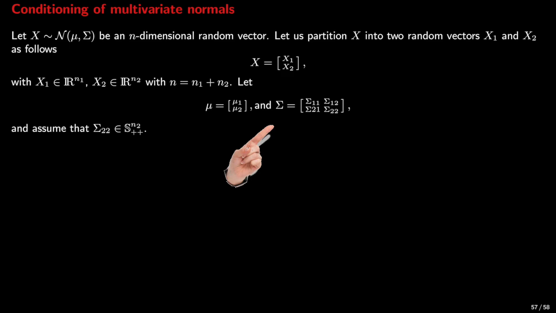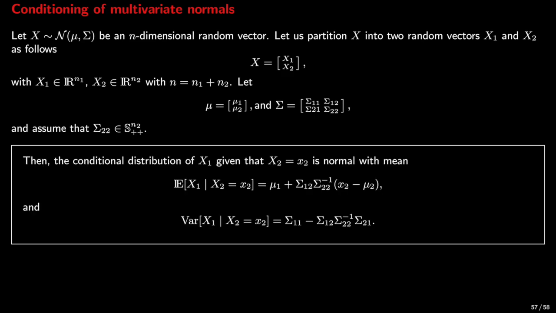Let's see how we have segmented Sigma. Sigma 1 has dimensions n1 by n1, and Sigma 2 has dimensions n2 by n2. We shall assume that Sigma 2 is positive definite. Then the conditional expectation of x1, given that the random variable x2 is equal to a value x2 lowercase, is given by this equation. We will not give a proof of this result.